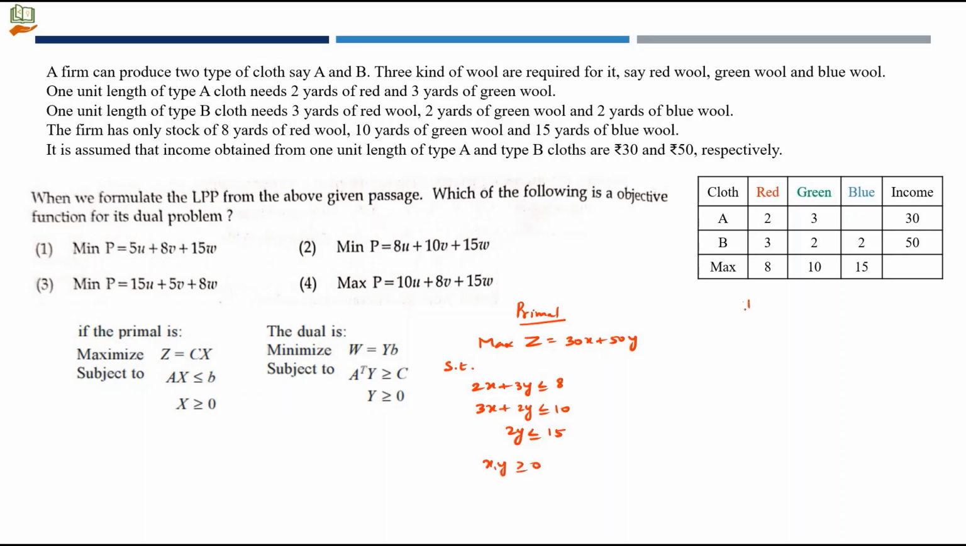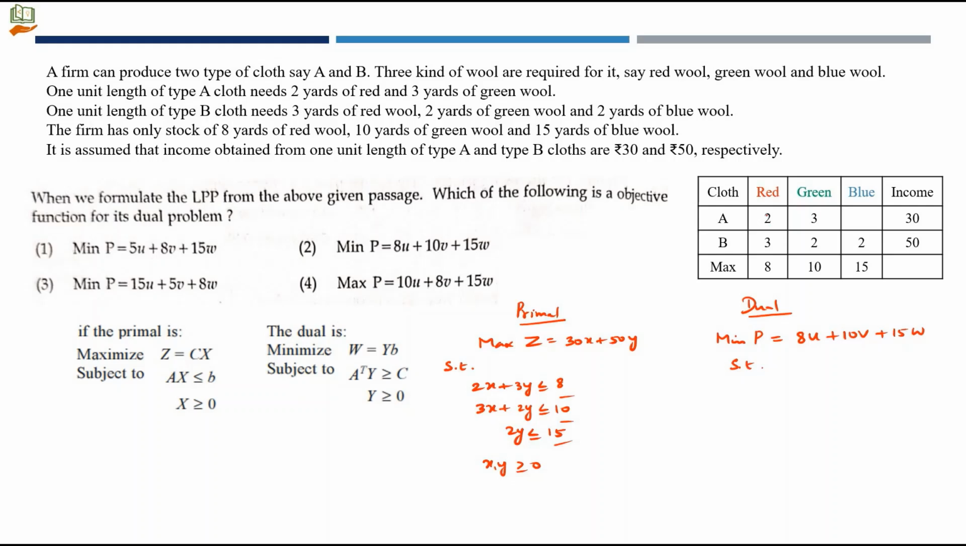Now regarding dual, convert maximization problem to minimization problem. They have used P as the minimization function notation. Minimize P is equal to, which value should I pick up? I have to pick up these three values and they have used the notation U, V, W. So this will be 8u plus 10v plus 15w.